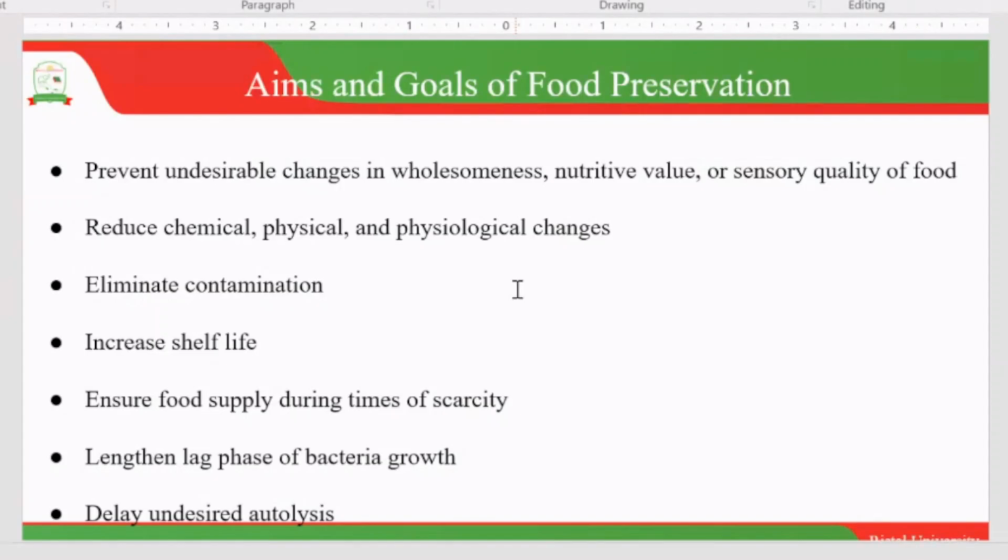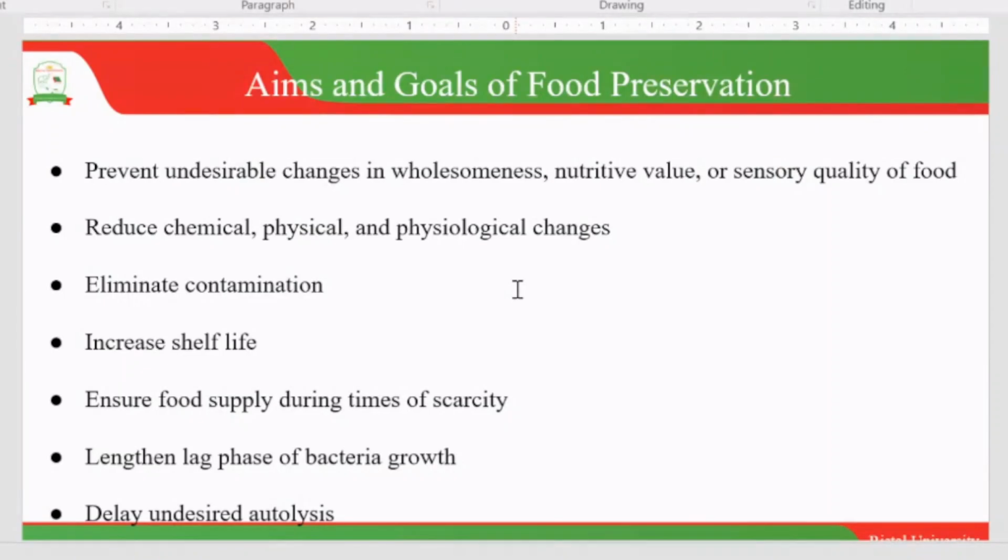But also we aim to increase the shelf life of foods or the amount of time the food takes to go bad. We aim to increase it, so that is one of the reasons of food preservation. So aims, reason, goals, importance, there could be just a few things to mix in there with the English and semantics. Okay, but also we are trying as much as possible to ensure food supply during times of scarcity.